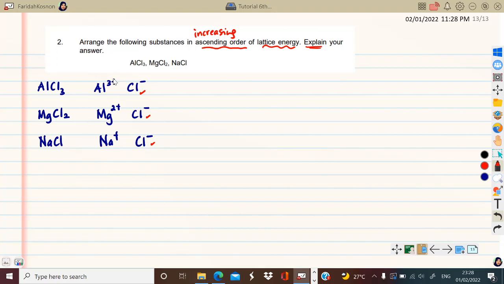In terms of charge, you nampak aluminium 3 positif, magnesium 2 positive and sodium ion is 1 positive. So the larger the charges, the charge of the cations, the stronger the electrostatic attraction between the cations and anions. Jadi kalau you nampak kat sini, kita boleh guna juga faktor the ionic charges.